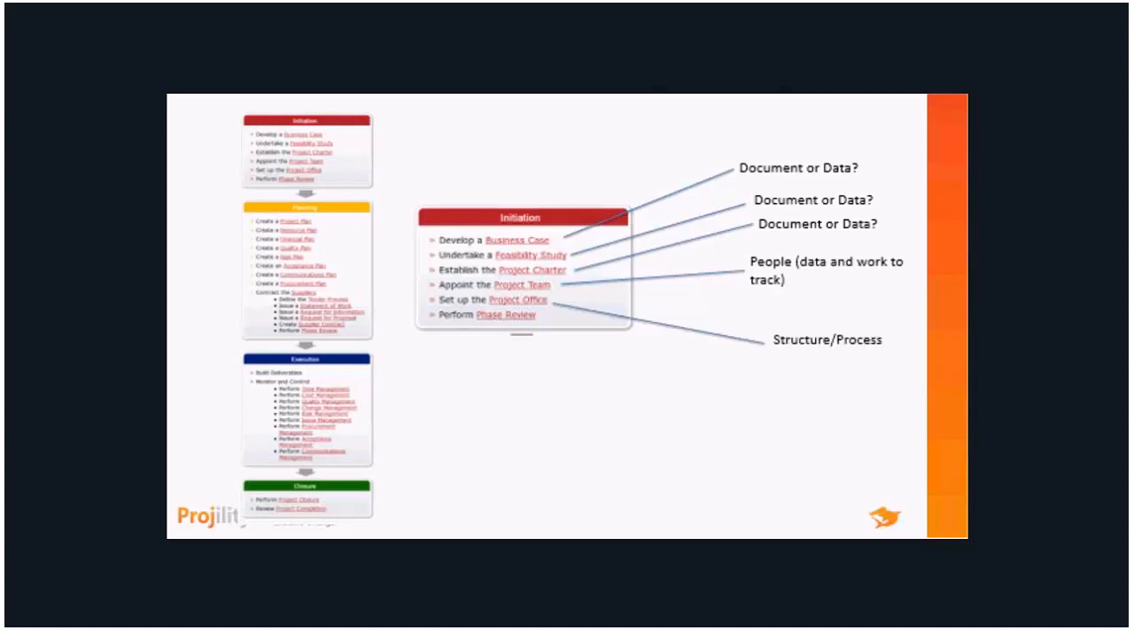We also want to have formal setup for the project and the project office, which is more of a structural or a procedural or process step. And finally, we're going to do things like a phase review. We're going to have structure and process around what we do. So if we think about it, within the 6 or 7 different activities within project initiation, we have different types of information, different steps, different processes, and different structures. And what does all this mean?